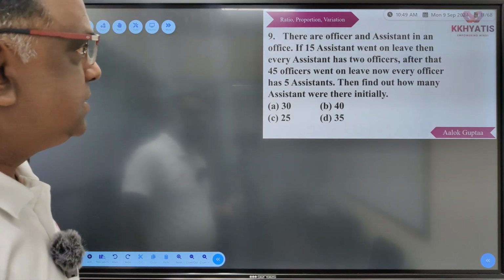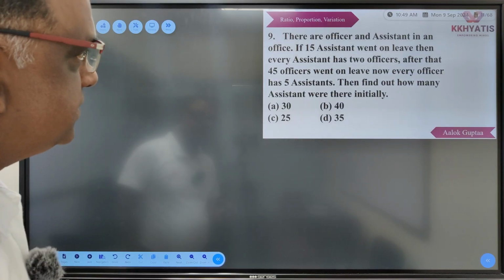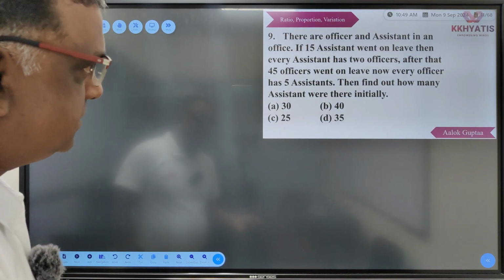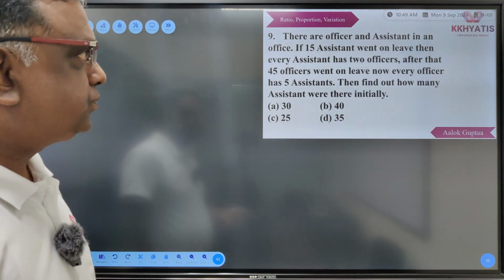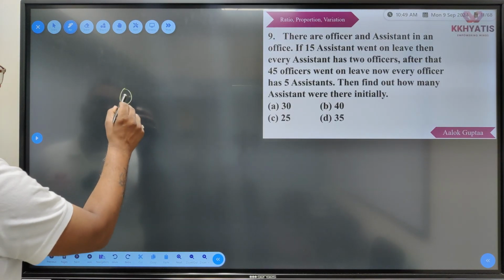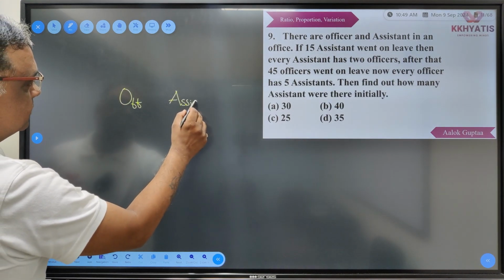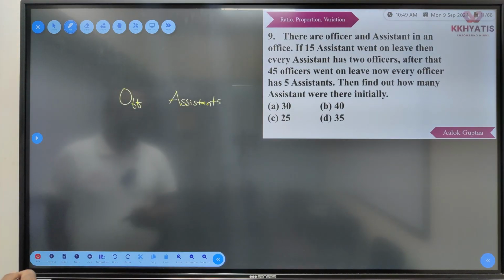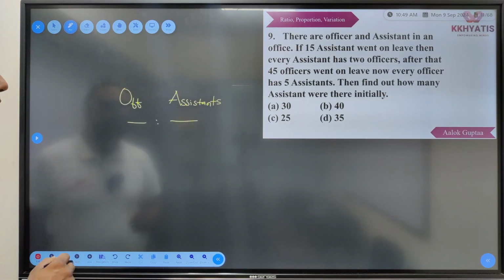There are officers and assistants in an office. If 15 assistants went on leave, then every assistant has 2 officers. After that, 45 officers went on leave. Now every officer has 5 assistants. Then find out how many assistants were there initially. तो यहाँ पर हमको क्या बोला हुआ है? There are officers and there are assistants. I do not know how many officers were there, how many assistants were there.